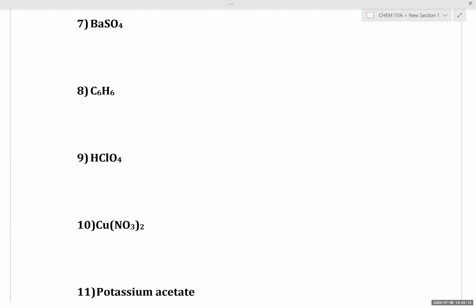Let's try to get a few more responses in the chat. And if there are any questions on how to assign any of these state symbols, don't be shy to ask them in the chat as a public or private message. And we'll discuss this problem-solving session in about another minute.